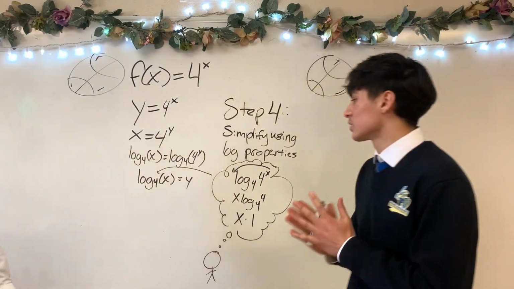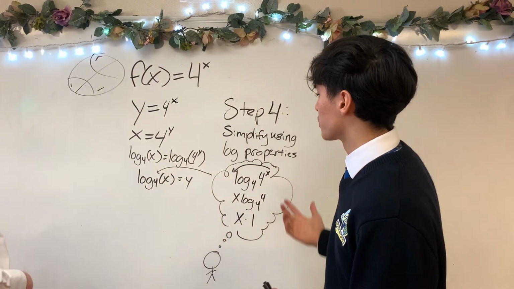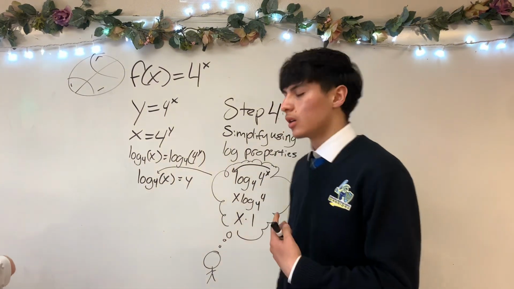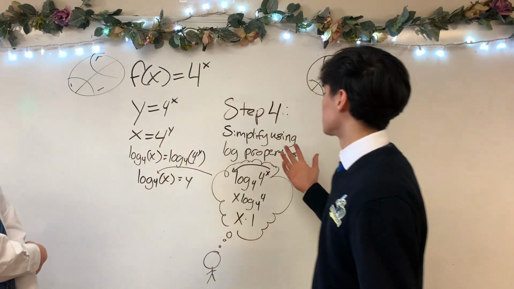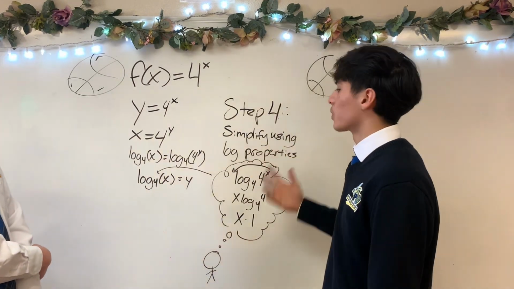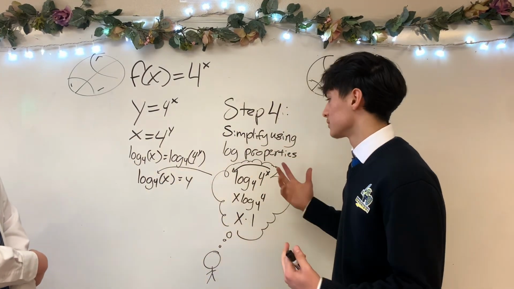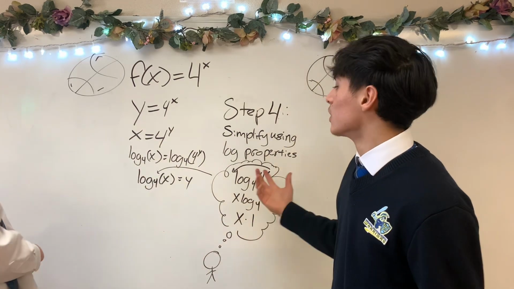Okay, so this one, there's a little more to it, but I think it's pretty simple. There's two ways of going about it. The way our teacher explained it, I think, was very helpful when simplifying it. So step 4, simplify using log properties. It's a pretty ambiguous question. So we're gonna break it down.